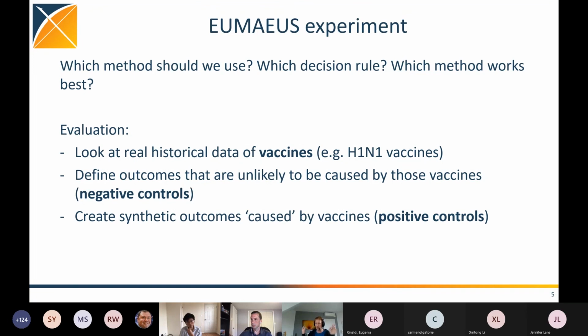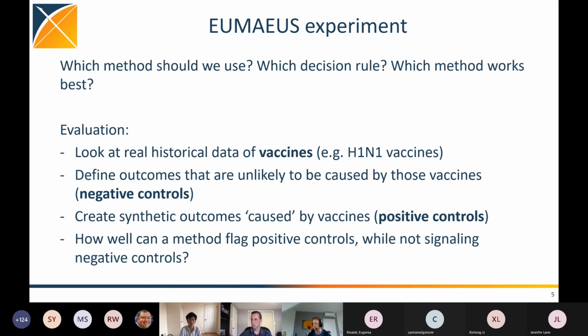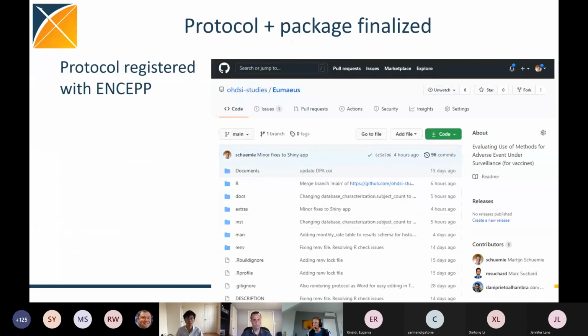These are outcomes that are caused by vaccines, but that's because we artificially boosted the rate of the outcome during the time just after vaccination. And with that setup, we can simply ask the question, which method is best at flagging positive controls as being signals, but at the same time, of course, you don't want something that just signals everything. So you also want to not signal the negative controls. The protocol and the package have been finalized. We also have a repo in OHDSI studies, and we registered the protocol with NCEP.